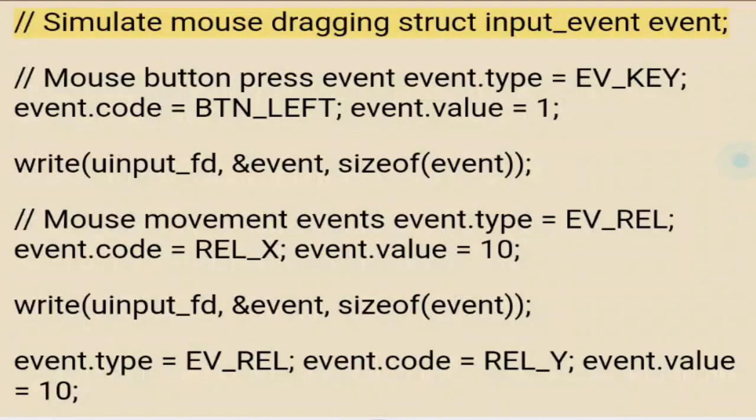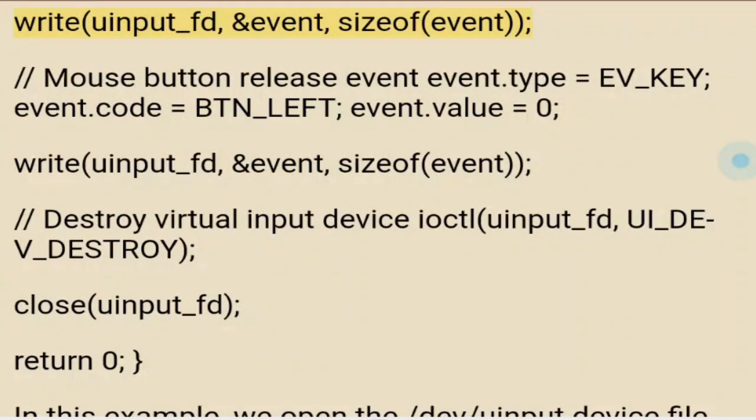Simulate mouse dragging: struct input_event event. Mouse button press event: event.type = EV_KEY; event.code = BTN_LEFT; event.value = 1; write(uinput_fd, &event, sizeof(event)). Mouse movement event: event.type = EV_REL; event.code = REL_X; event.value = 10; write(uinput_fd, &event, sizeof(event)). Event.type = EV_REL; event.code = REL_Y; event.value = 10; write(uinput_fd, &event, sizeof(event)).